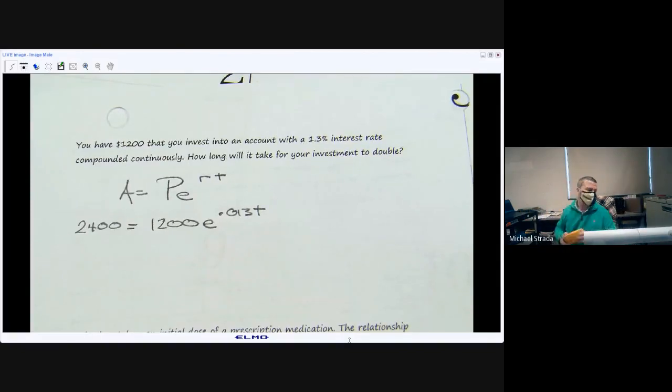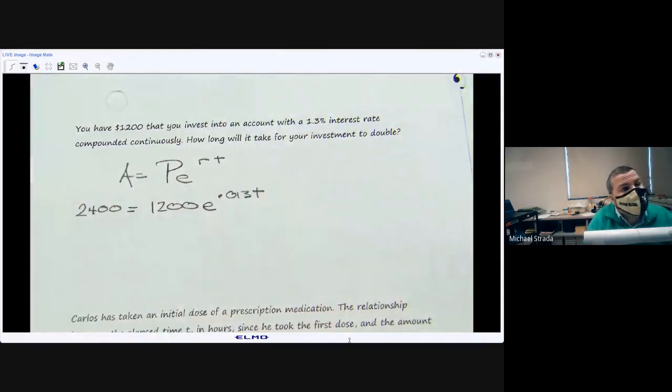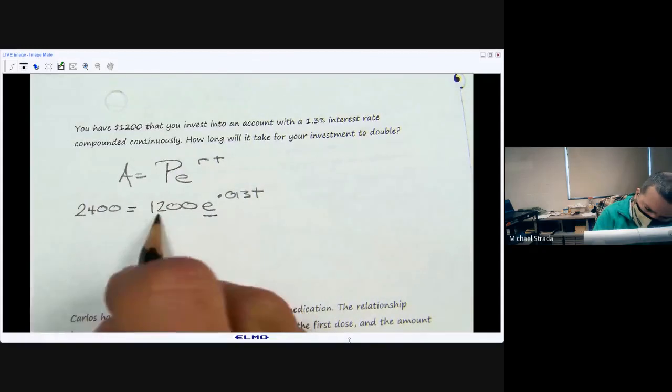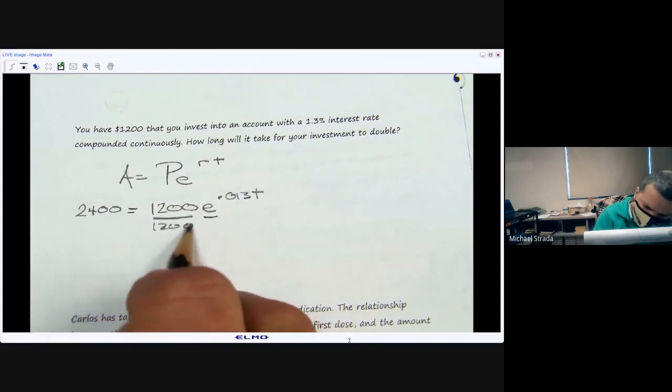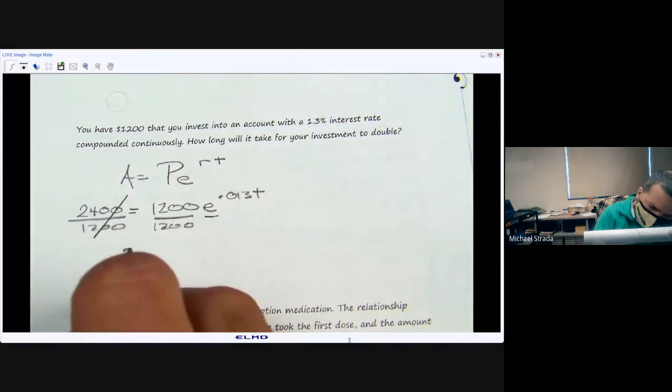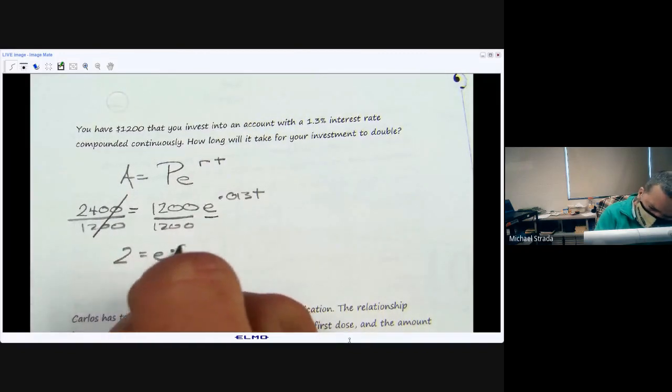All right, so recall from solving equations, which we've done the last couple days. Basically, what we want to do is isolate this. And to isolate that, we're going to divide both sides by 1,200. And we end up with 2. So 2 equals e to the 0.0132.